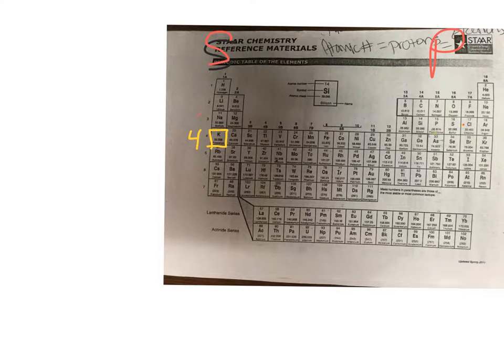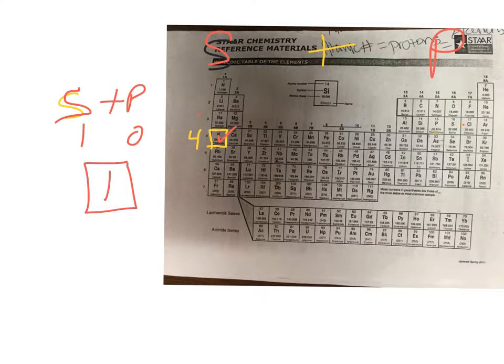Now, you have to add your S plus your P's, but if you don't have a P, that's okay. How many S's do I have? 1. Just 1. And I have 0 P's, so it's just 1. My valence is 1. That's it. So potassium has just that 1 dot. That's it. That's all there is to it. Okay? Let's do something like carbon.